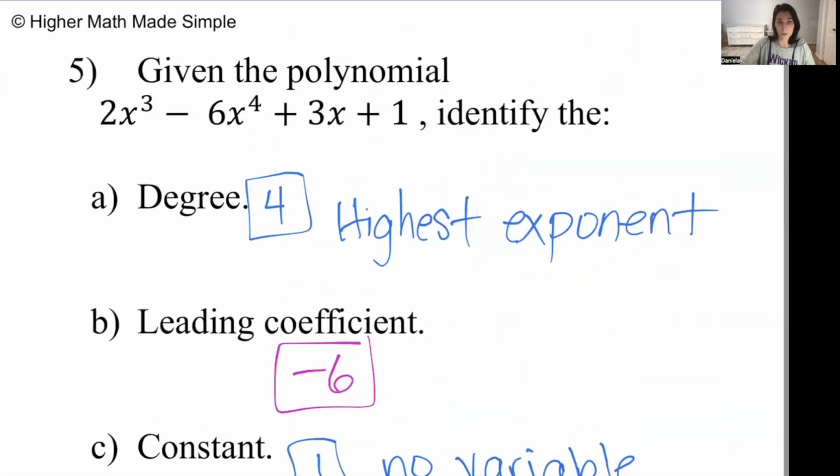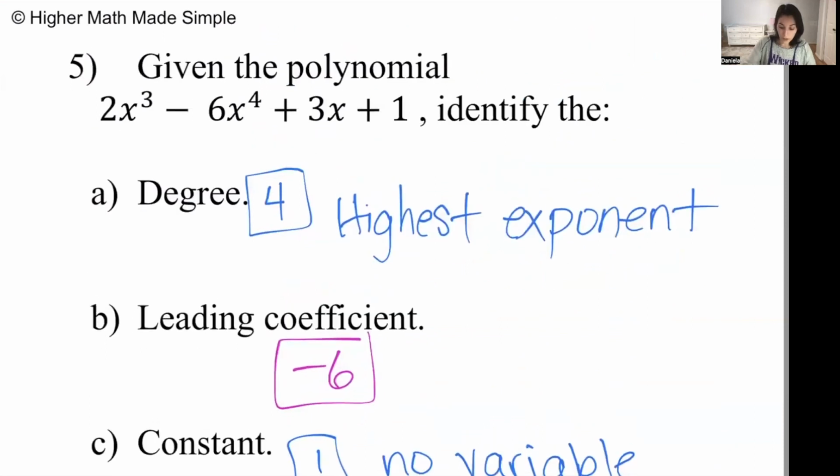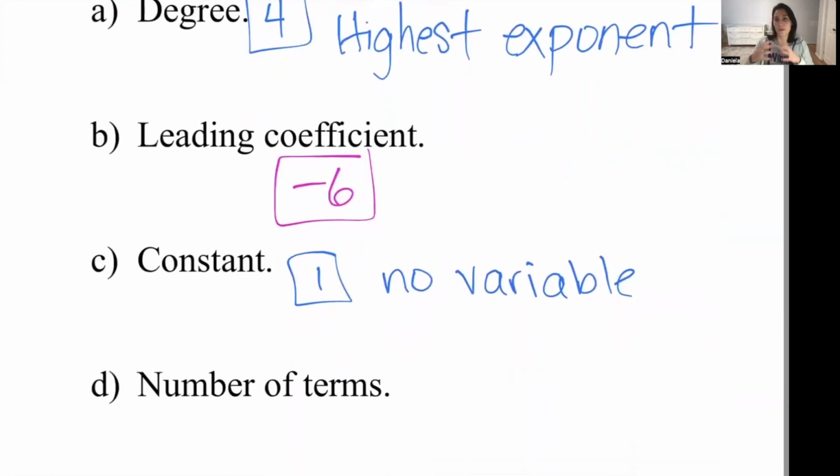And then speaking of terms, how many terms are there? I like to tell people, first of all, always circle the plus and the minus signs, and that'll create partitions as to how many terms there are. So there are 1, 2, 3, 4 terms. A term, simply put, is something that's glued together by multiplication.